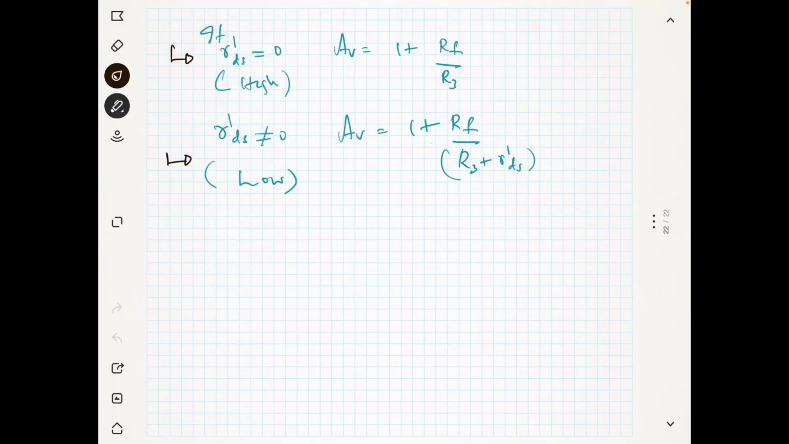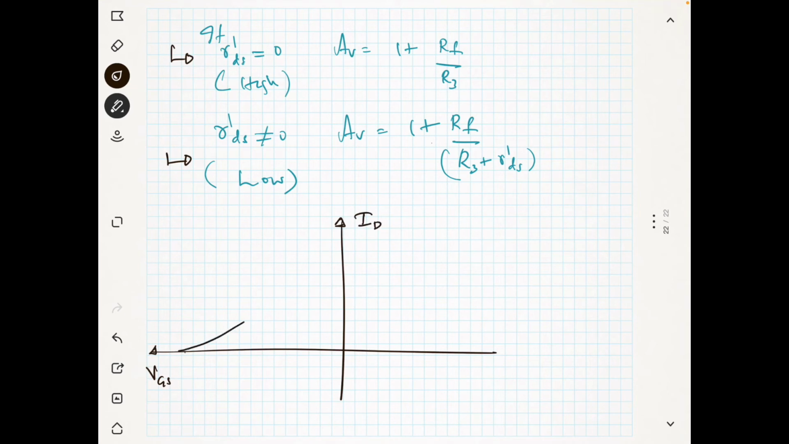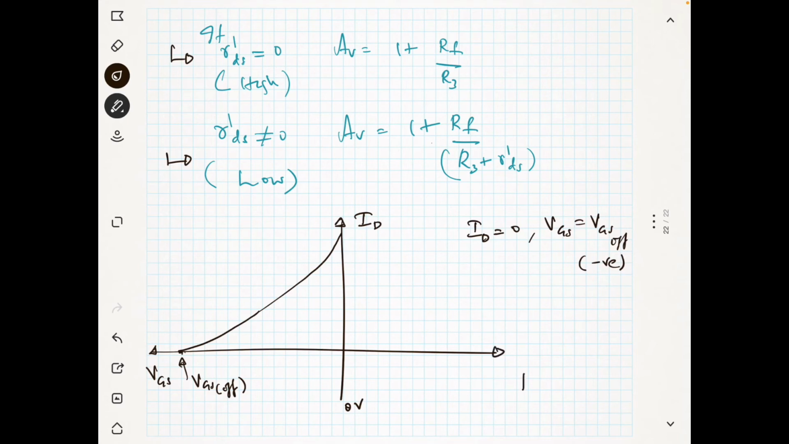So before that, we need to know what the property of the JFET is. You know that this is your VGS and this is your ID. You have seen this property of the JFET like this. So when VGS becomes VGS off, okay, this is 0 volt, then ID is equal to 0. ID is the drain current, and ID equals 0 when VGS equals VGS off, and it is a negative voltage, because you see this is the positive axis I have drawn here, and for an n-channel JFET it is a negative voltage.